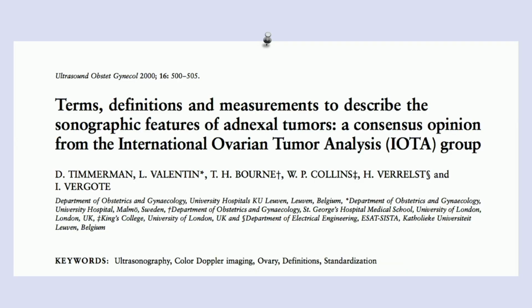Sometimes the description of an adnexal mass might be difficult. Therefore, it's important to know how to describe the terms, definitions and measurements of adnexal masses according to this important IOTA publication. So you see, there's a lot more to learn.